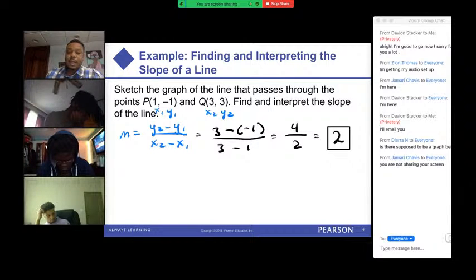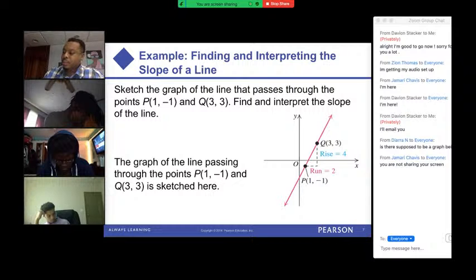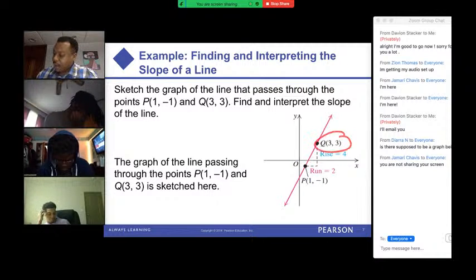So we see here we have our points plotted. The first point was 1, negative 1. And then the second point was 3, 3. If we count the rise versus the run, we went right by 2 and then up by 4. So then the rise over the run was 4 over 2, and that's where the slope of 2 came from. Okay, so I don't see any questions in the chat, so I'm actually going to keep moving forward.